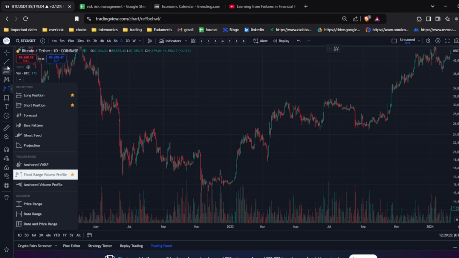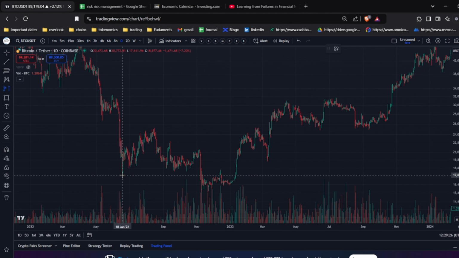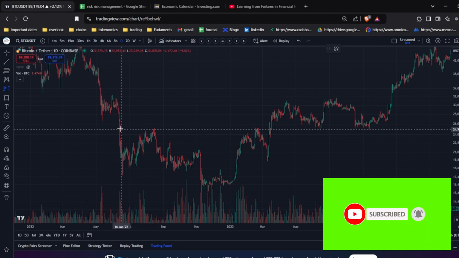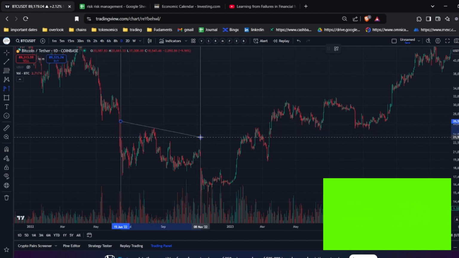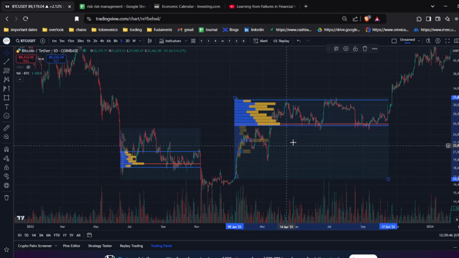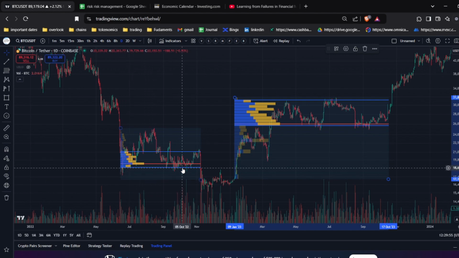Okay, this tool you can find on the left, fixed range volume profile, and first you need to find a specific time period you want to analyze. It's a visual representation of trade volume at specific price levels within a selected range. So we will select this range. One is for range, one is for trading. This is trending, this is ranging. It allows traders to analyze volume distribution over a specific time range or price movement.